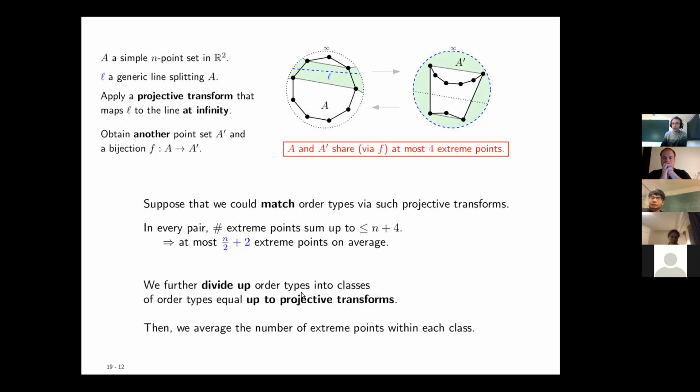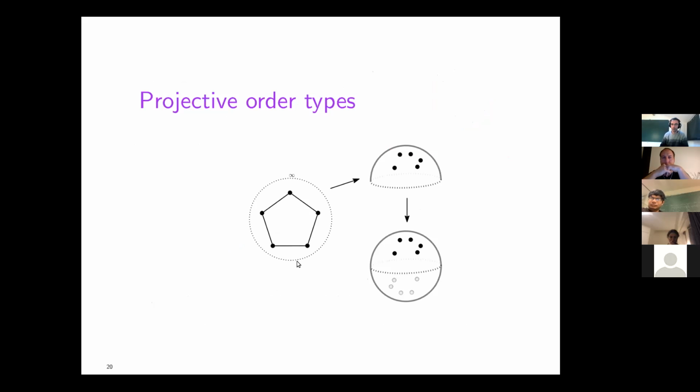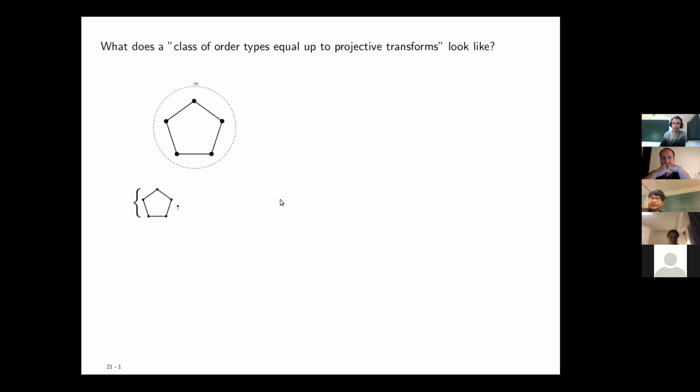We're going to divide up the order types into classes, where a class is just all the order types you can get from a given order type by these projective transforms. I'm going to divide them into buckets, and each bucket will be all possible projective images of one single affine order type. Then we're going to average the number of extreme points in each bucket. So what are our buckets? Let me spell it out on this example with 5 points.